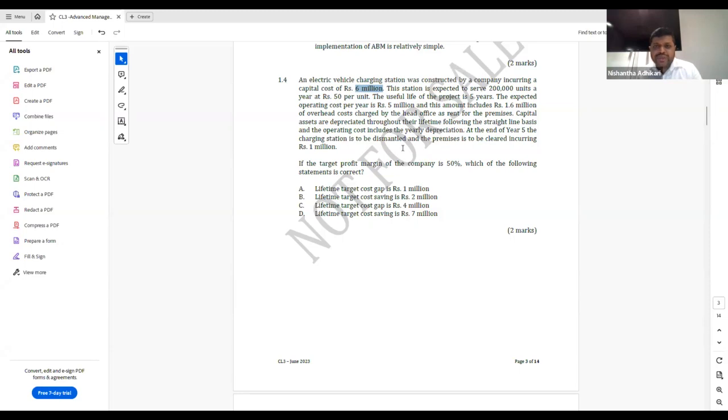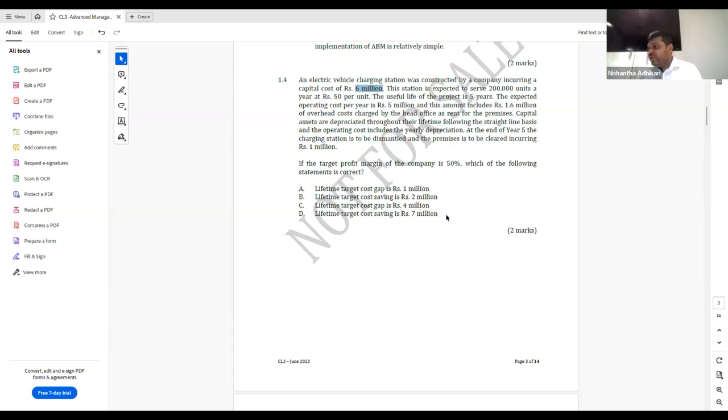At the end of year 5, the charging station is to be dismantled and premises to be cleared, incurring 1 million rupees. That means you have a clearing cost. If the target profit margin of the company is 50%, which of the following statements is correct? You have to find out the correct statement.